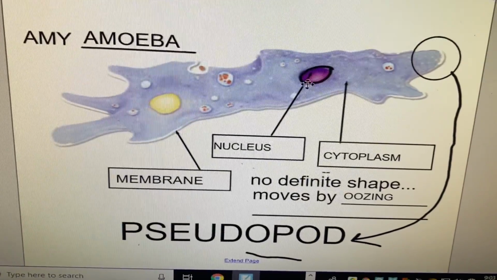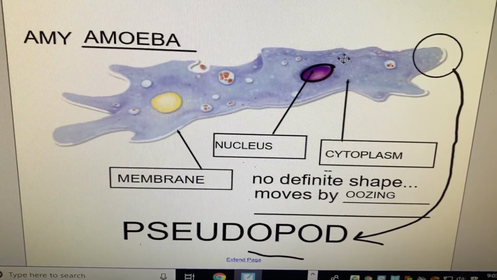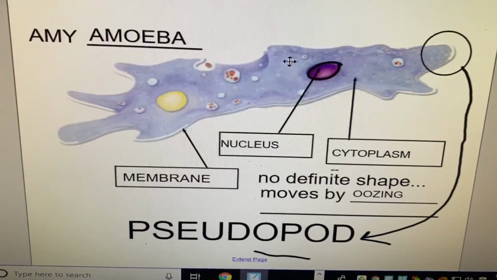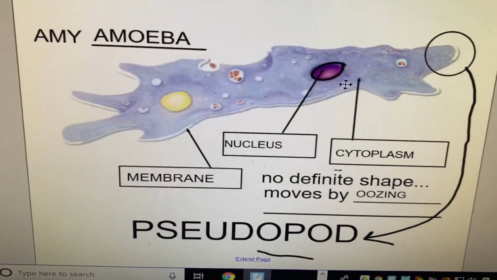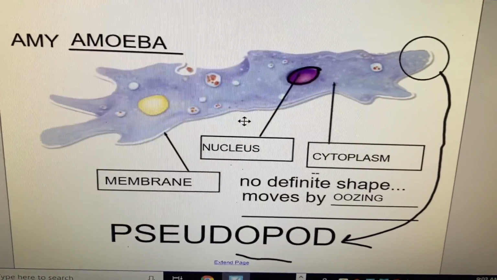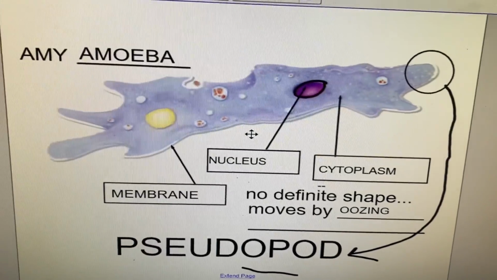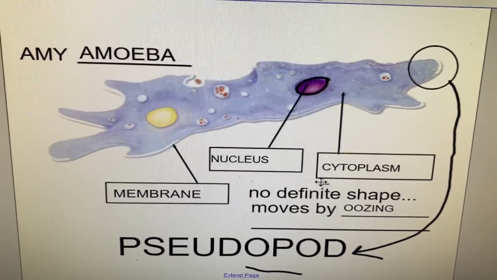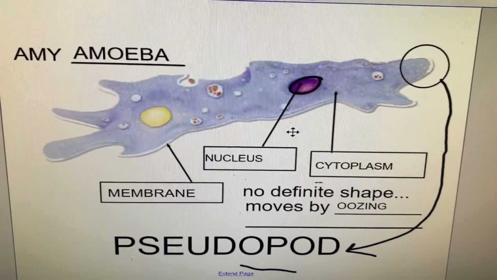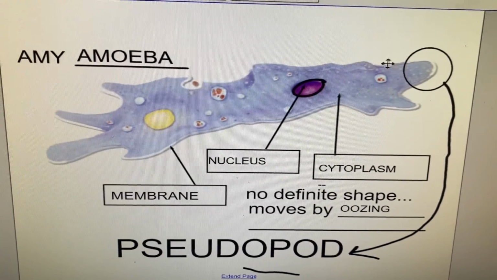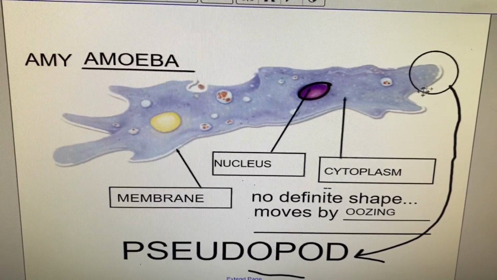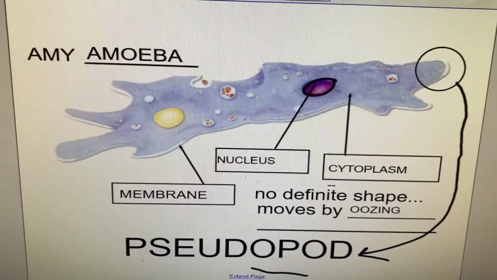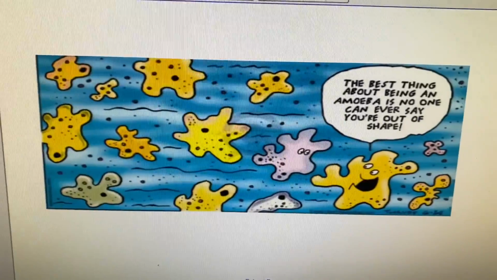See that little nugget right there? A little nugget called the nucleus. A nucleus is where all of the genetic information would be contained. Now, Amy is a consumer. She eats other things. She oozes around in pond water, oozing, sticking out her, we call them pseudopods, little cell membrane extensions.